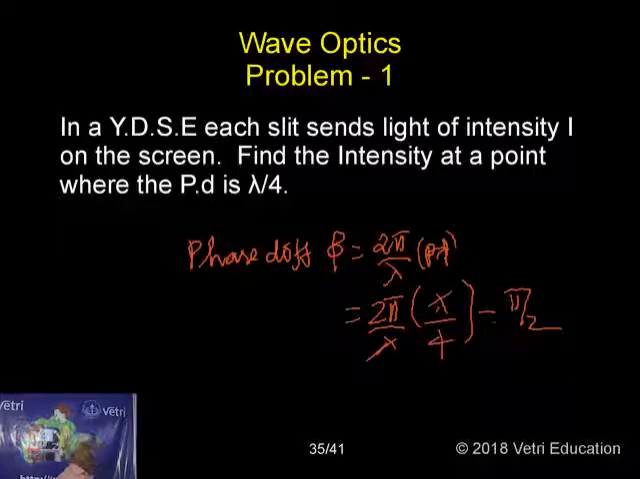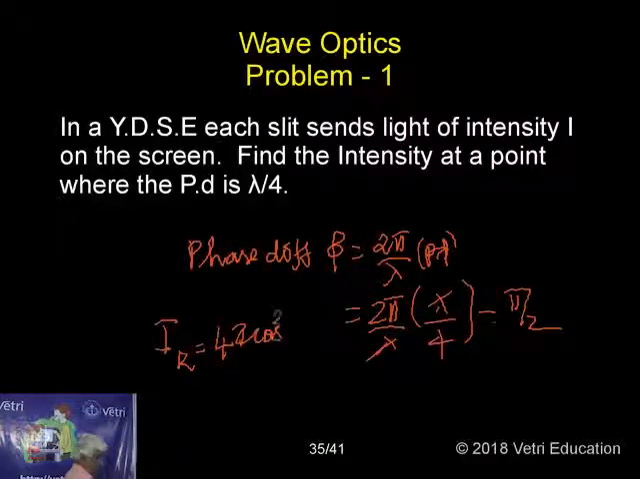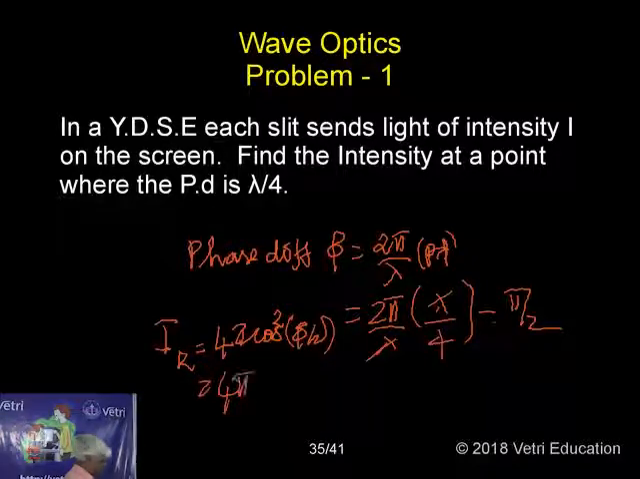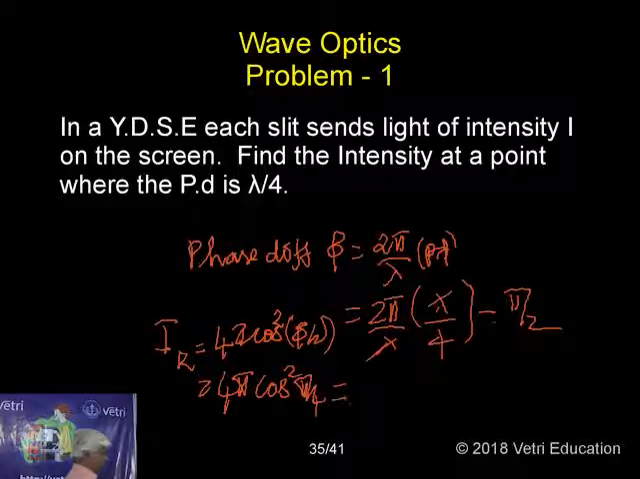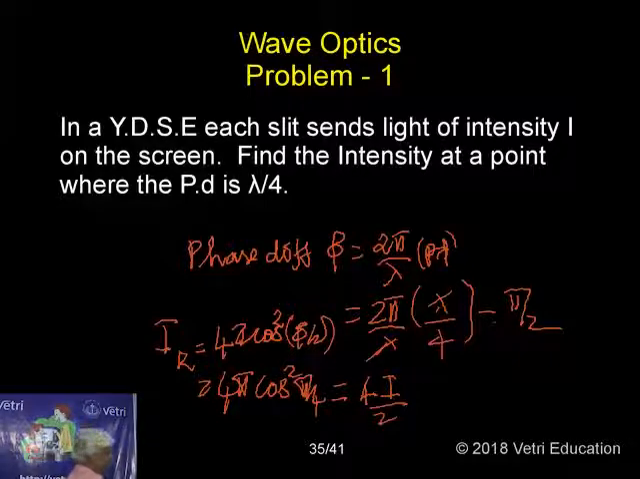The resultant intensity is asked. I already gave it in the discussion. The resultant intensity is 4I cos squared phi by 2. So here 4I cos squared of pi by 4, that is equal to 4I by 2, because cos squared 45 has the value one half. That is equal to 2I.